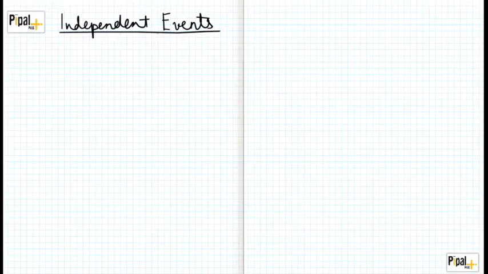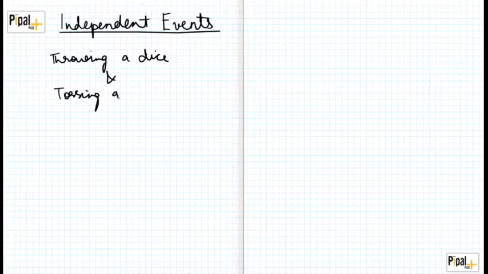To understand independent events, let's look at a compound experiment situation. So let's say we are throwing a dice and we are tossing a coin. Right now, it looks like both of these experiments should have independent outcomes.